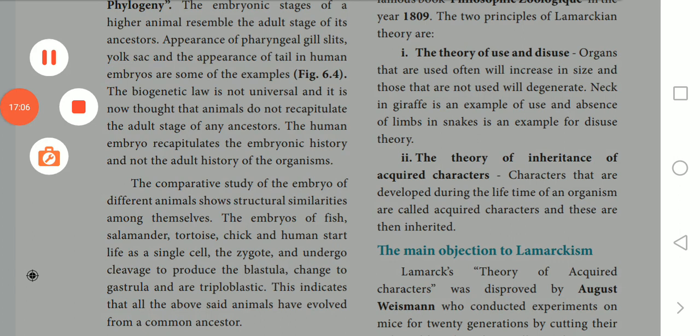We'll see this topic in the next class. Today we are seeing Lamarckism, the main objections to Lamarckism, the theory of biological evolution, and molecular evidences. Just go through today's topics itself.